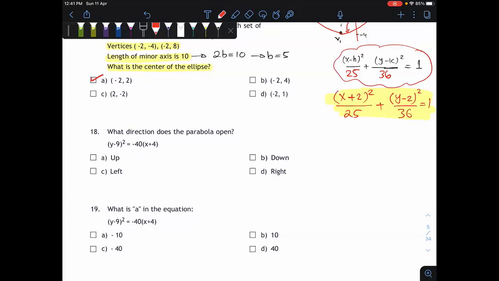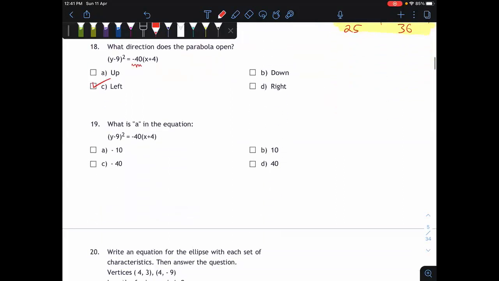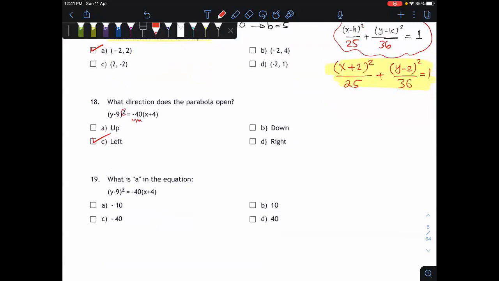Since the squaring here is on y and there is a -4p, it opens to the left. Again, the squaring is on y, meaning the power 2 is on y, and the value of 4p is negative 40. So 4p is equal to negative 40, and p is equal to negative 10. So it opens left. The parabola here opens right or left, and it's squaring on y. That's because p is negative, so it opens left.